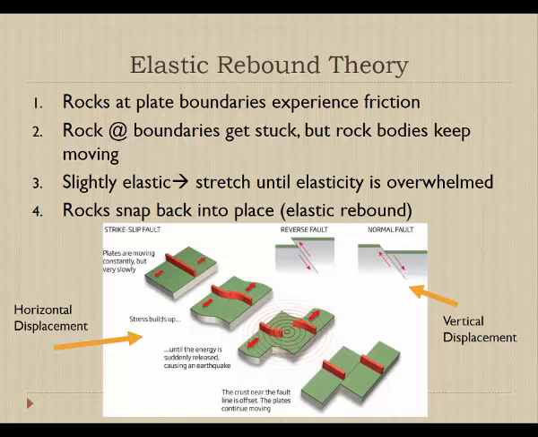Strike-slip faults occur where we have this horizontal or lateral displacement. Reverse faults and normal faults refer to the kind of faults that occur when there's vertical displacement. And if you want to learn more about that, you can take geology.